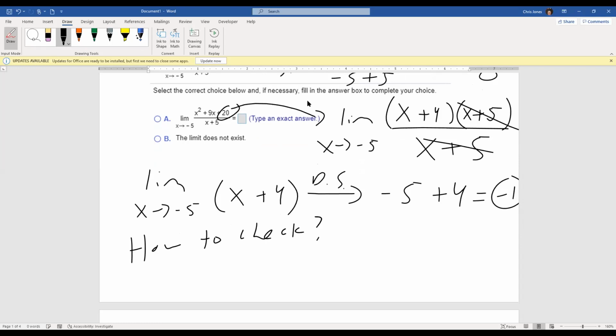Well, you can go back to what we did in the previous section. You can use your table of values, or you can use your graph. In fact, let me just illustrate a check on this one. Now, we know that the limit is negative 1. All right, so here's what I'm going to do. Let me share the calculator really quickly.